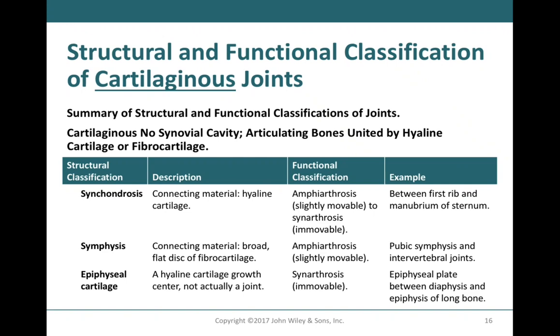Each joint between two vertebrae gives us a little bit of movement, and that little bit of movement adds up as we go down the spinal column. This gives us a little bit more variability in how we can move those joints. And lastly is the epiphyseal cartilage. This contains hyaline cartilage, but this would be synarthrotic because there is no movement allowed at this location at all.